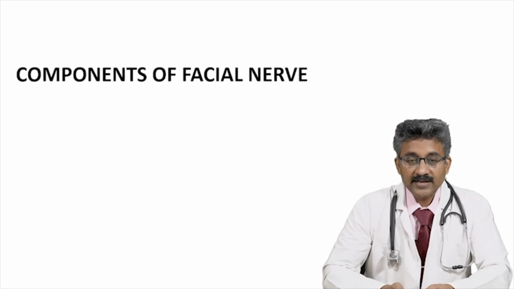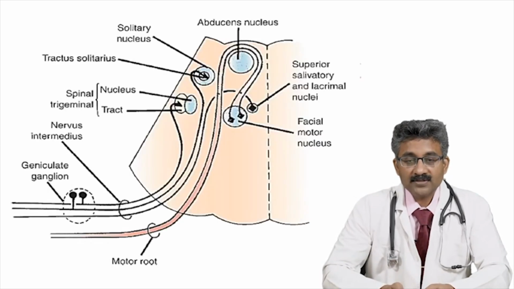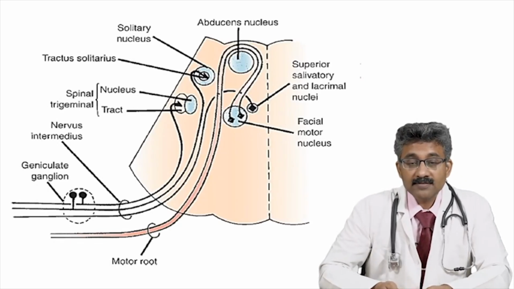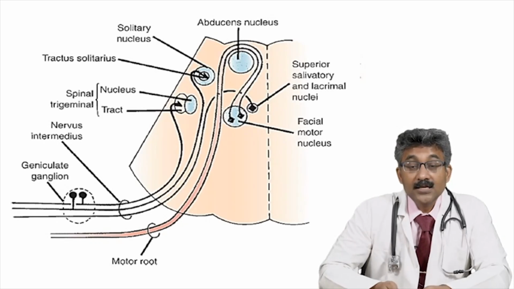So what are the components of the facial nerve? See here, this is the facial motor nucleus. It is situated here in the pons. And here is the abducent nerve nucleus. And here there is a superior salivatory nucleus, which supplies the submandibular and sublingual salivary glands, and the lacrimal nuclei. Right. So the facial motor nucleus will take a turn around the abducent nucleus.